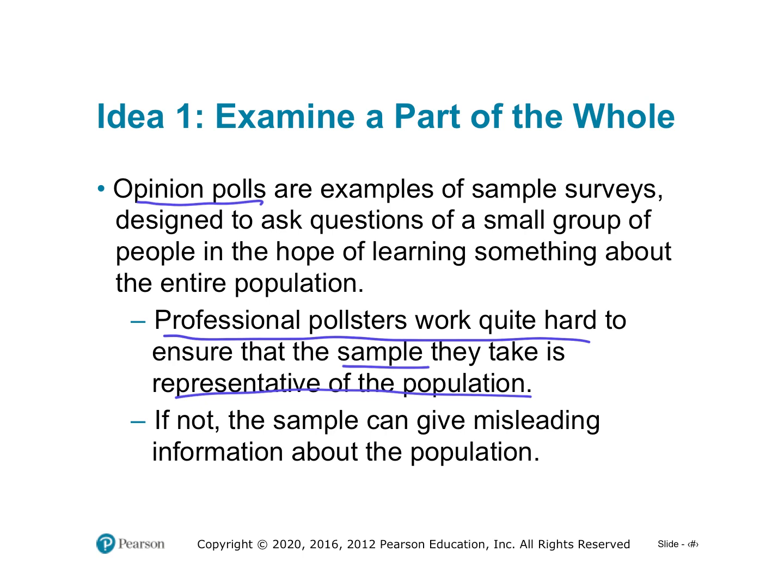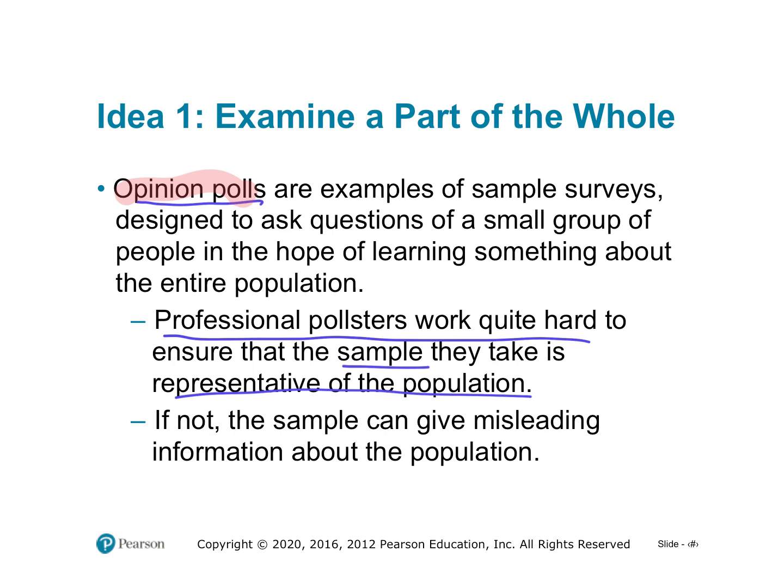See? Opinion polls. So guys, some vocabulary here. Opinion polls are examples of sample surveys. They're designed to ask questions of a small group of people in hope of learning something about the entire population. So remember, the whole idea here is that we're getting this sample to represent the entire population. It needs to be random. We've already talked a little bit about the fact that if it's not random, then there's going to be bias.